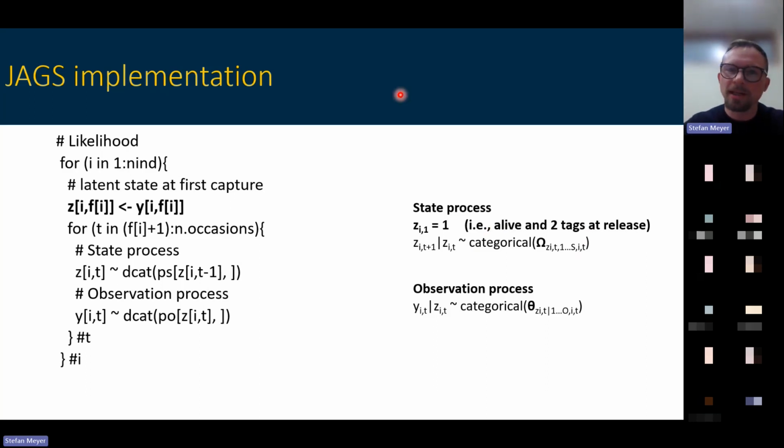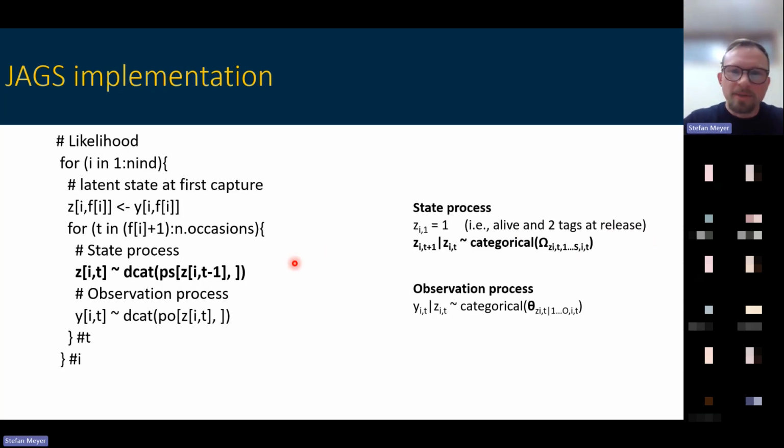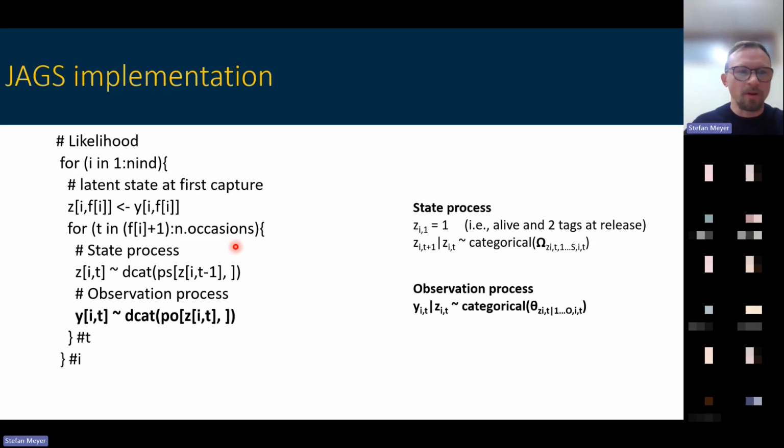Again, a reminder, we assume that the first observation, so the first occasion, is fixed to the first observation, or in this case 1, so the animal being alive and wearing 2 tags. And then for every subsequent state, we draw our value from the categorical distribution. In this case, it's parameterized again through matrix omega, or coded up as ps, and this takes simply the row that is determined by the current state of individual i. So if the individual is in its first state, this will also be the first row of this matrix here, and then all the different probability statements are drawn from that. And finally, we do the same for the observation process, and that is basically the whole structure of a mark recapture model that accounts for tag loss.